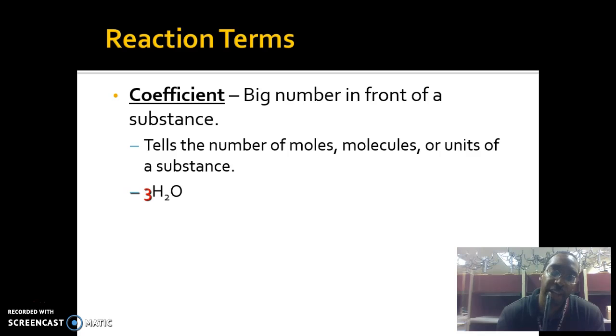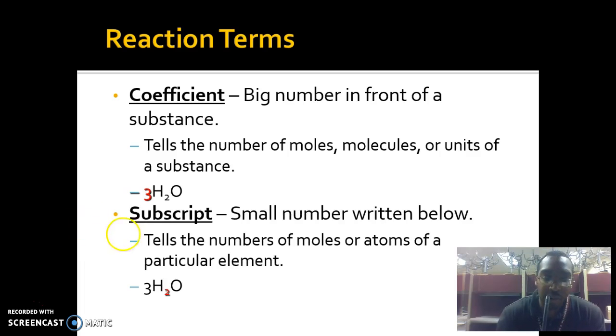Also, you have a few things when we're looking at these compounds. You have the coefficients, which are the numbers right there in front of the compound. That tells you the number of moles or the number of molecules or the units of a substance that you have present. The subscript, this little number below in red, tells you exactly how many atoms of a particular element are in the compound. So for H2O, there's 2 hydrogen, and because there's no number by the oxygen, there's 1 oxygen in this H2O compound. 2 hydrogen, 1 oxygen.